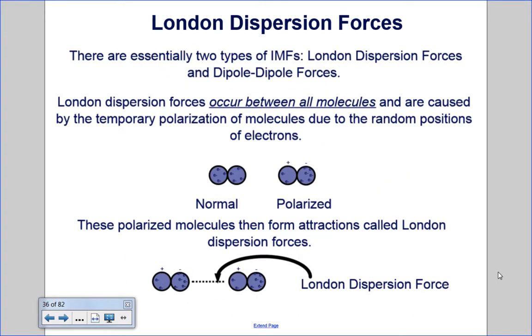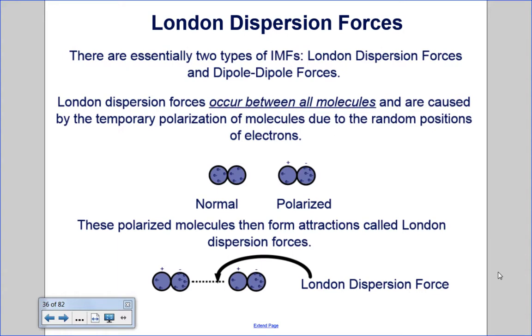There are essentially two types of IMFs, or intermolecular forces: London dispersion forces and dipole-dipole forces. London dispersion forces occur between all molecules and are caused by the temporary polarization of molecules due to the random positions of electrons. Since electrons all travel so fast, what happens is that occasionally all, or more, of the electrons will be on one side of the molecule than the other.